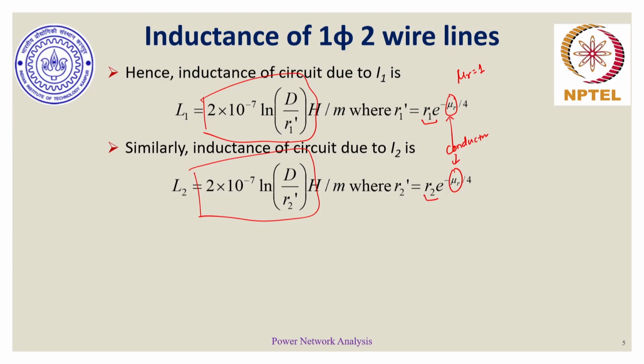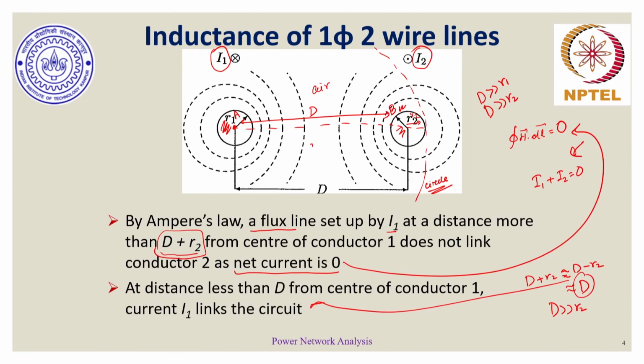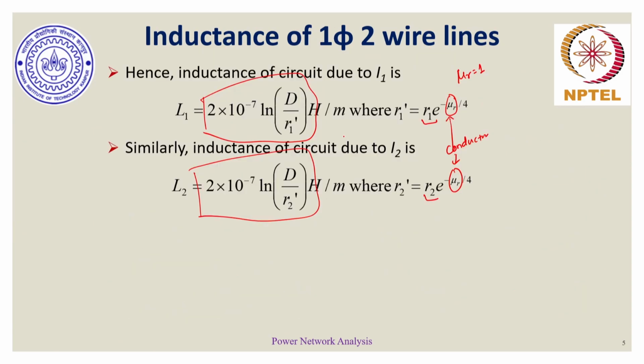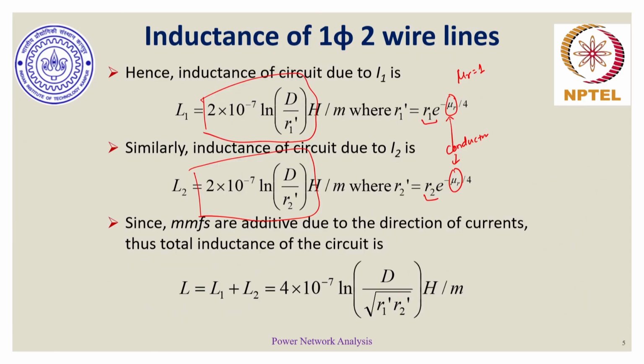And since the space between these two conductors, the MMFs or the flux lines, are perfectly additive, as we have discussed earlier, we can find the overall inductance, which is the addition of L1 and L2 for the entire circuit, which is the single phase 2-wire circuit, and we get this expression as our overall expression.